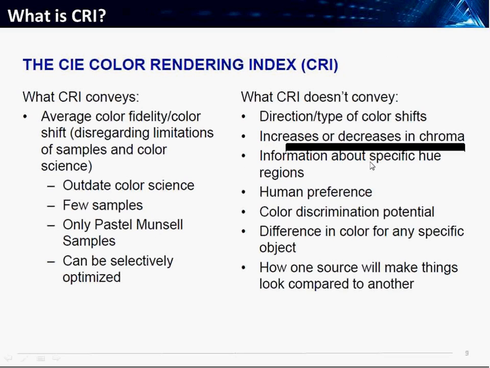So what are some of the things it doesn't convey? Well, one of the things it doesn't convey is any color. I say if I got this color, it's only the reflectivity. So if my actual color is shifting, I'm not seeing that. It doesn't show decreases or increases in chroma, as well as information about specific hues, like skin tones and things like that. So they will be working to try to increase the human preference, and there are ways they can do that. Discrimination potential is limited, and the difference in color for any specific object can be very pronounced, as we showed in that other example.